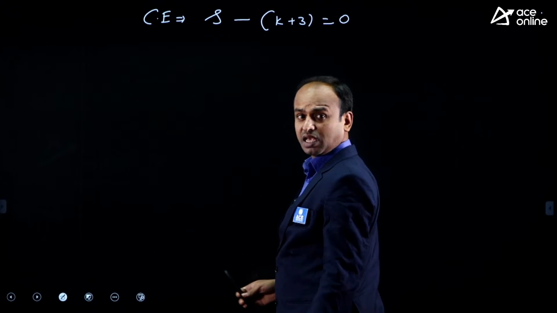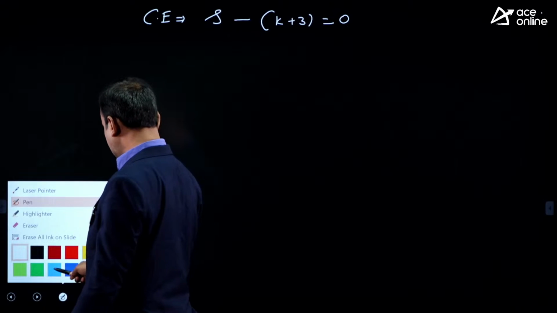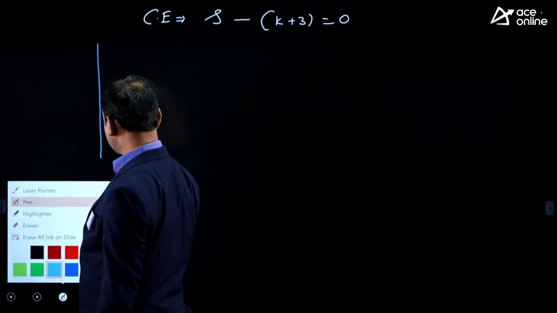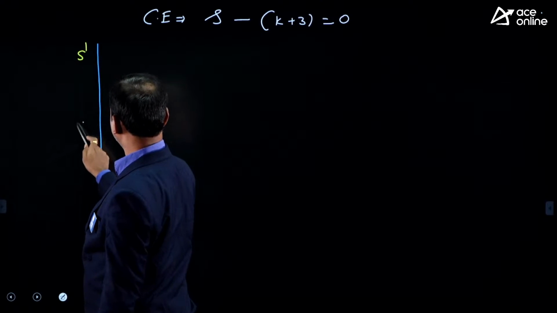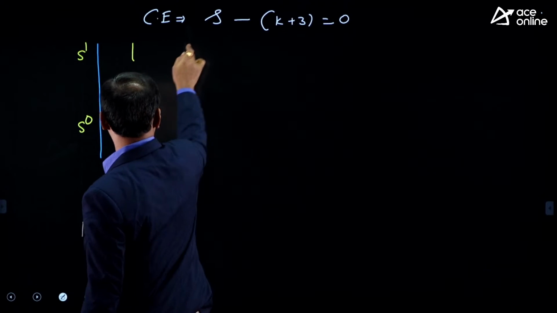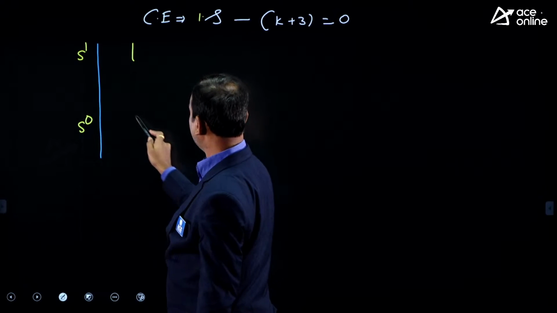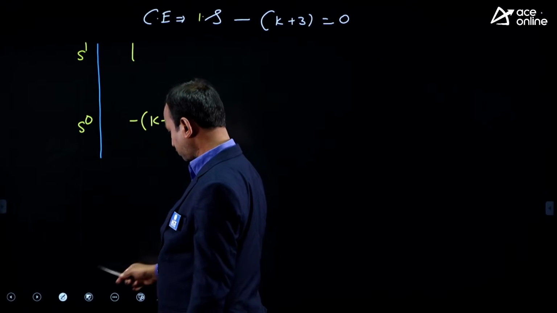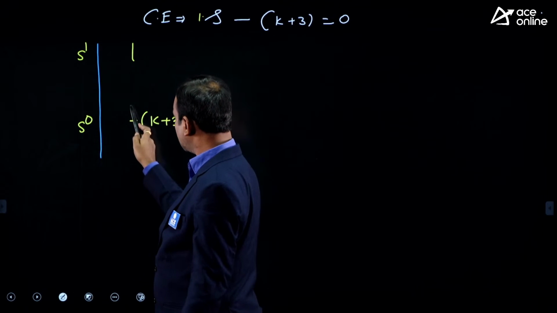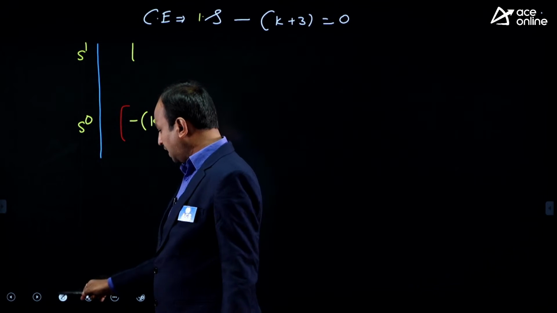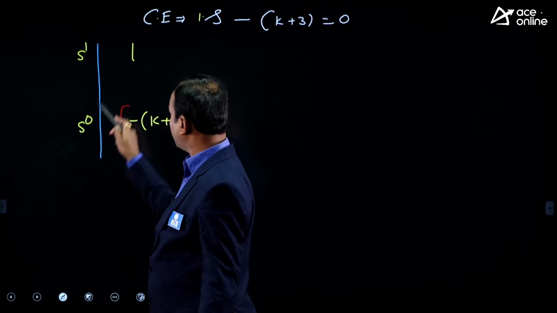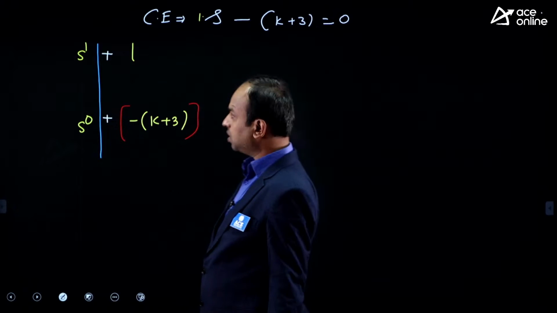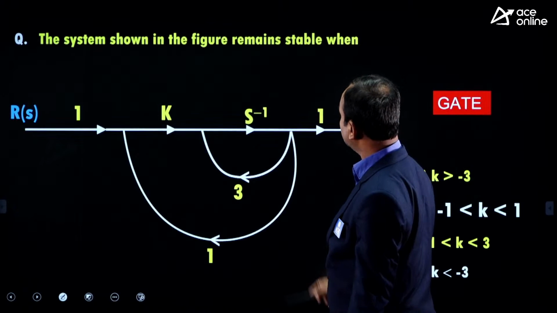Now the examiner is asking the condition for stability. Now tell me, reply. This is S power 1, S power 0. Tell me, the S power 1 coefficient is 1. This element is minus K plus 3. Now here give the response. He is asking the condition for stability. Condition for stability means, careful, it is positive. For stability, already decided, it should also be positive.